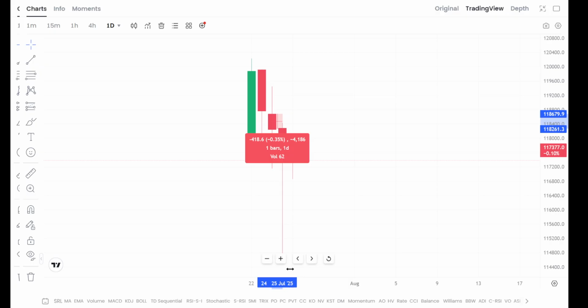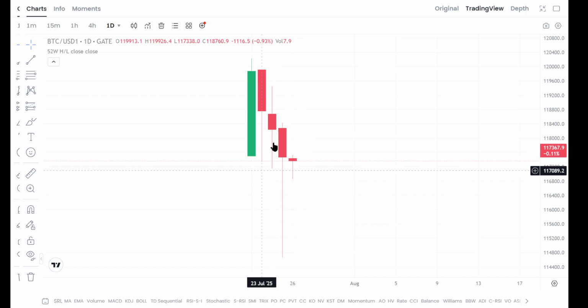24 July 2025, the market price of Bitcoin opened at 1,18,679 USDT, and it dropped down to 1,18,261 USDT. The market price of Bitcoin has decreased by 418.6 USDT. It is 0.35%. 4,186 USDT was the loss on that day. And on that day, 62 Bitcoin has been traded.